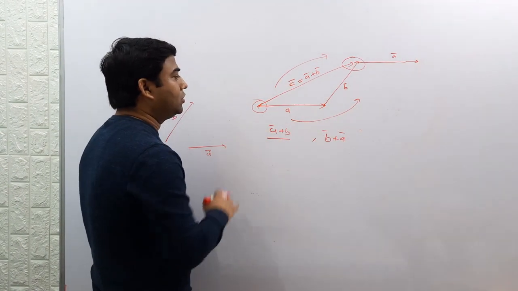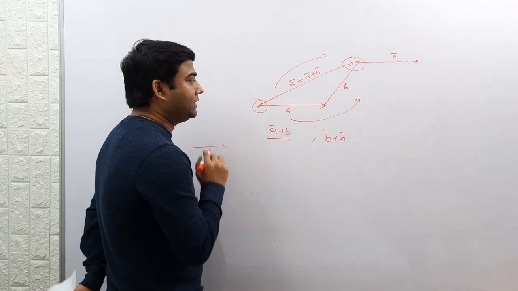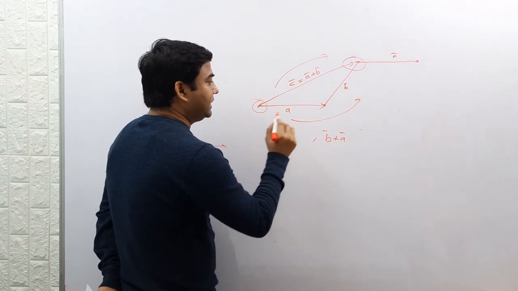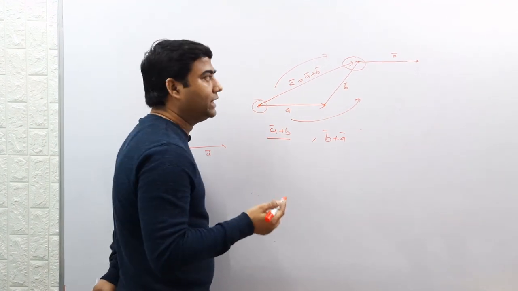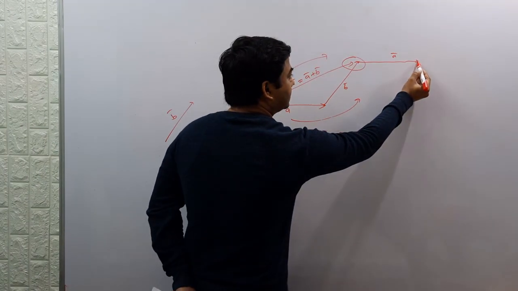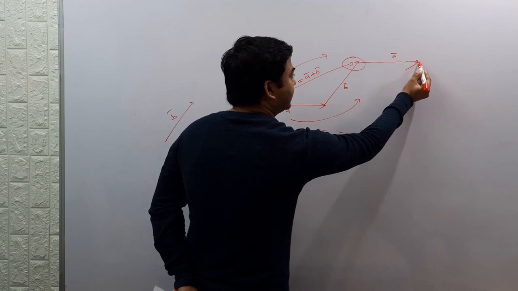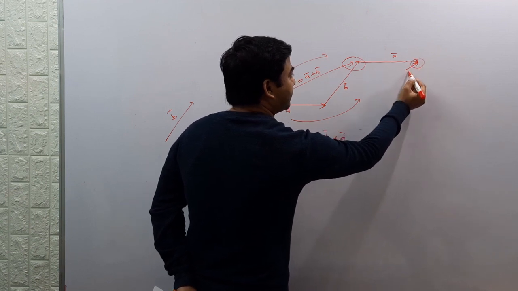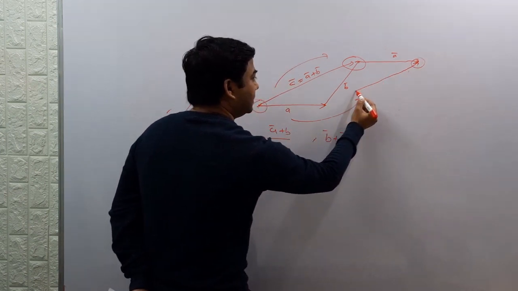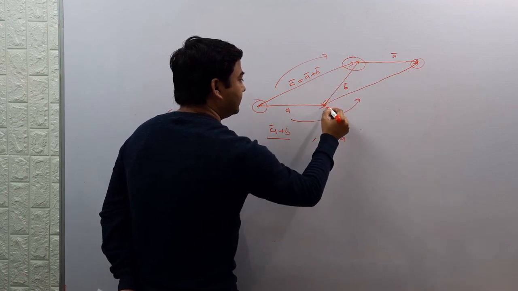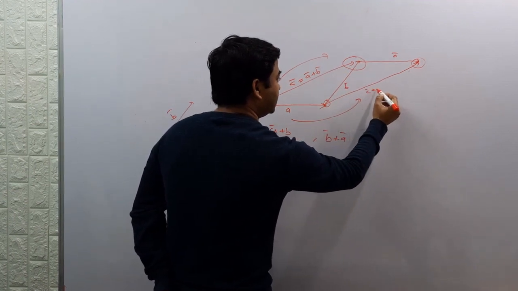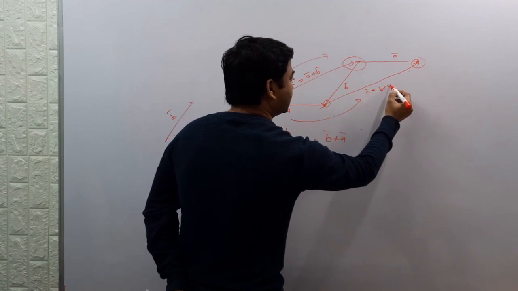Now what the triangular law says: the resultant vector's tail will match with the free tail, and its head will match with the free head. Free head is this. So the head of the resultant vector will be this, and the tail will match this tail. So this is C is equal to B plus A.